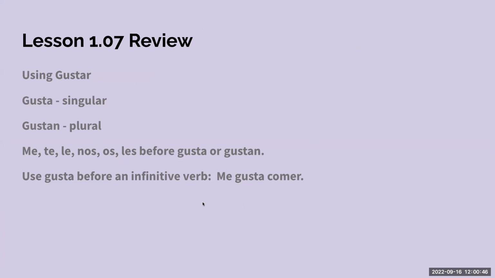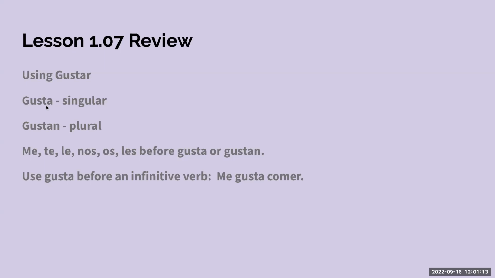All right, in lesson 107, and this is kind of a review, we learned about using the verb gustar. We learned that gusta is the singular form and gustan is the plural form. Singular means a single item that you like, because gustar means to like. Gustan is a plural item that you like. So maybe you like one cat, you would use gusta. You like 2 cats, it would be gustan.